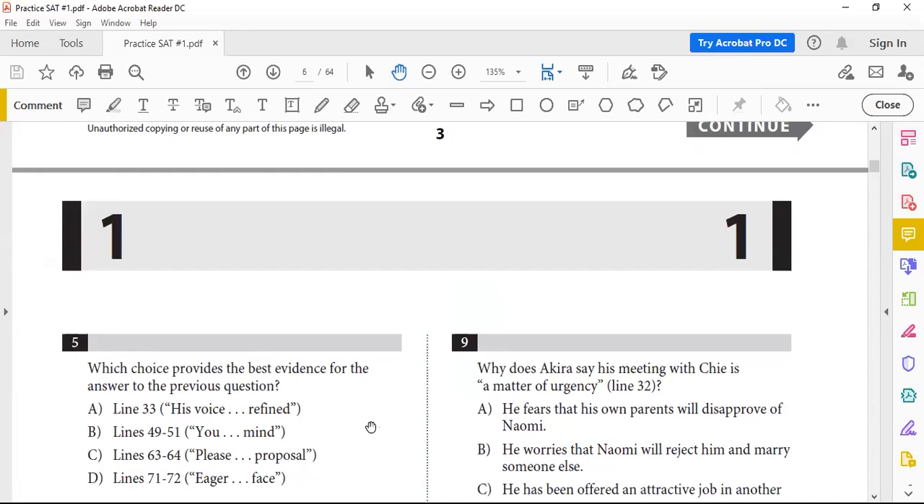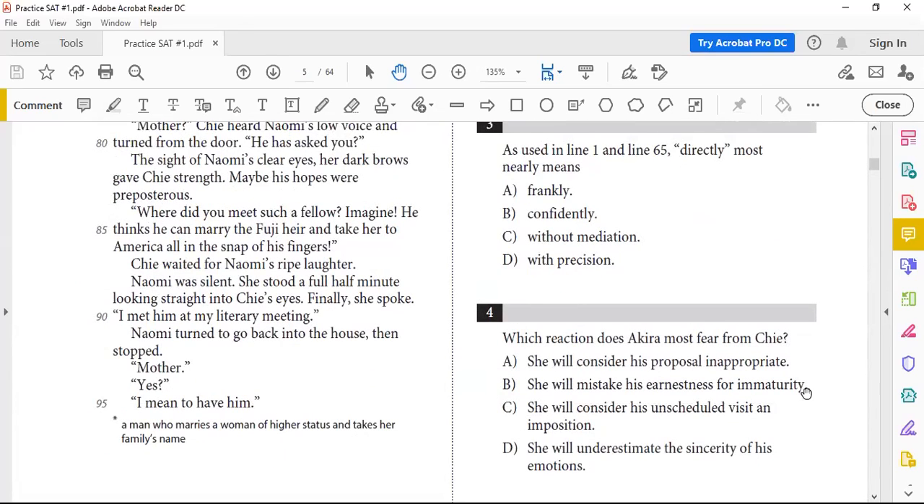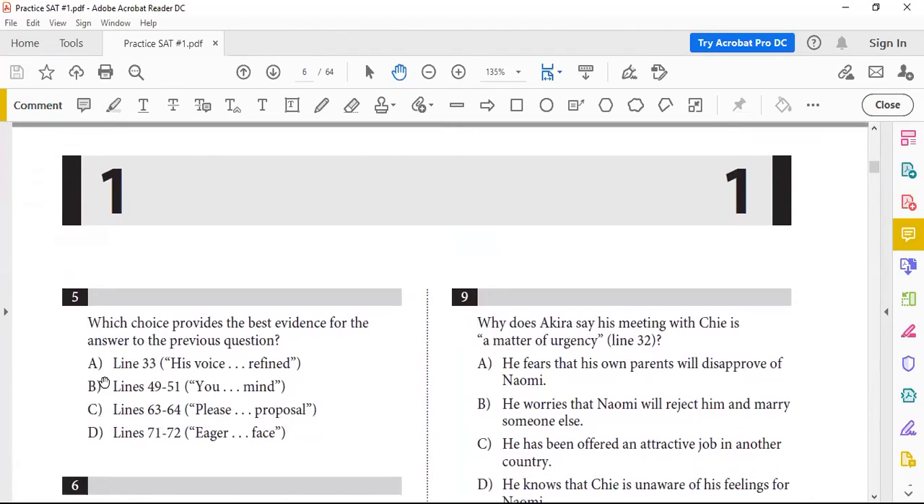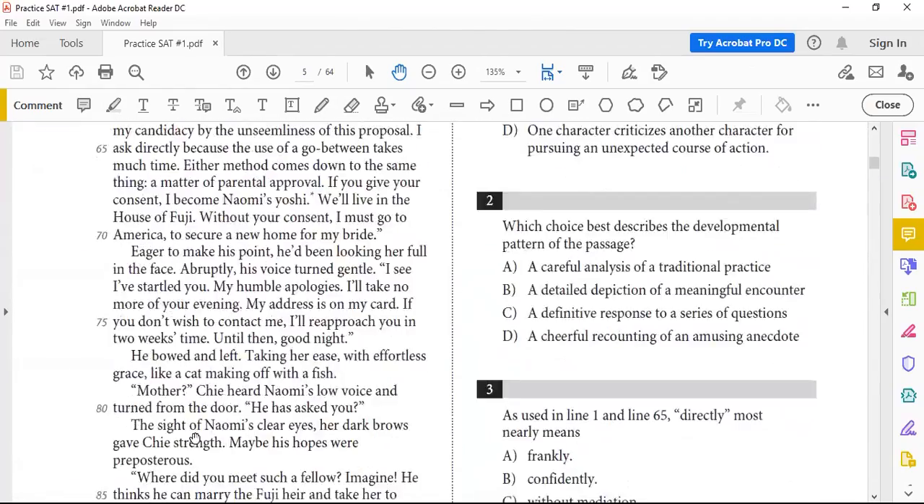And you're going to first read the question. So which reaction does Akira most fear from Chai? So we're looking for a reaction first, and it has to be something that Akira fears. So a reaction that Akira fears. Now we'll go to number 5 and we'll look for the lines where this question might be answered. So we're looking in the lines for a reaction that Akira fears. So let's look at line 33.